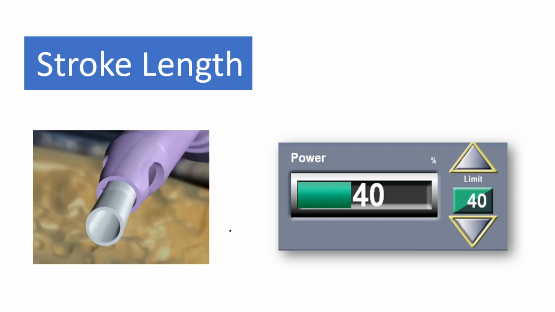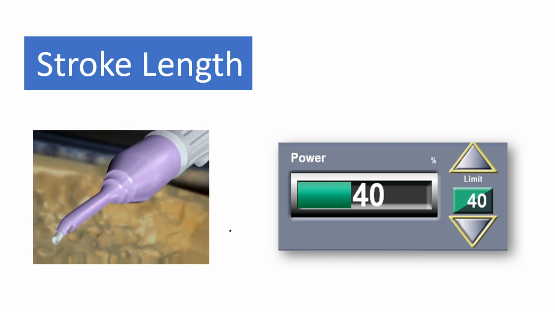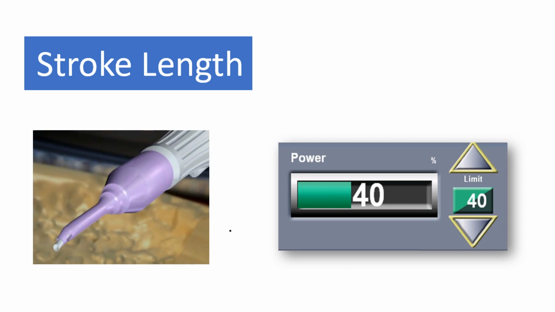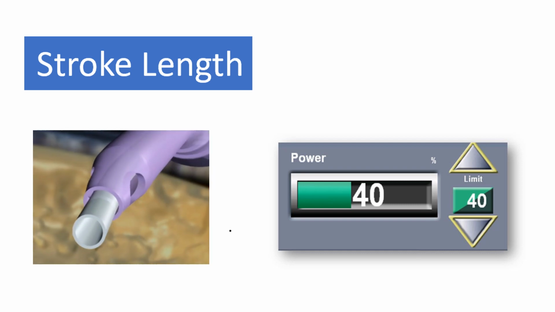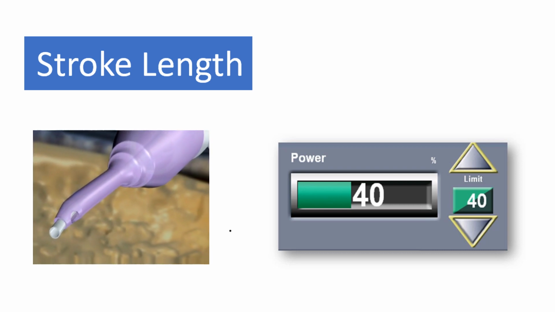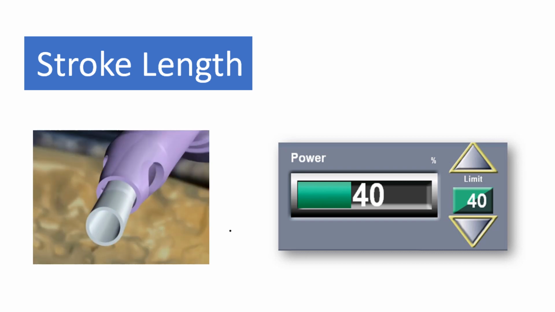So if there are two different makes of phaco machines, and in one Dr. A is using 40% of power and in the other Dr. B is using 50% of power, you cannot say that Dr. B is using more energy inside the eye, as the stroke length is displayed in percentage, and the two machines may have different stroke lengths in absolute terms.